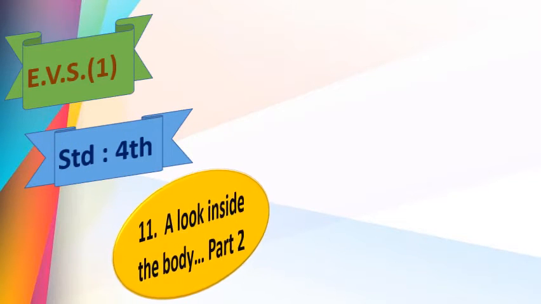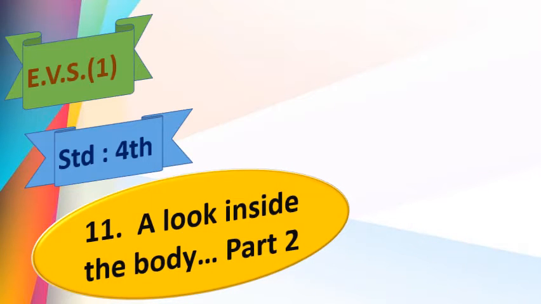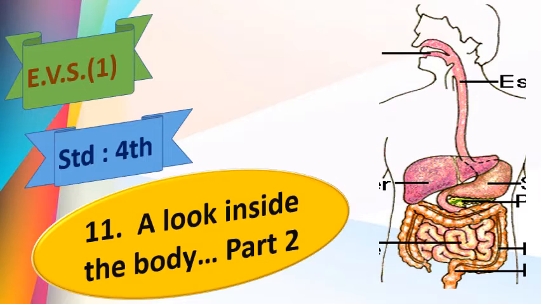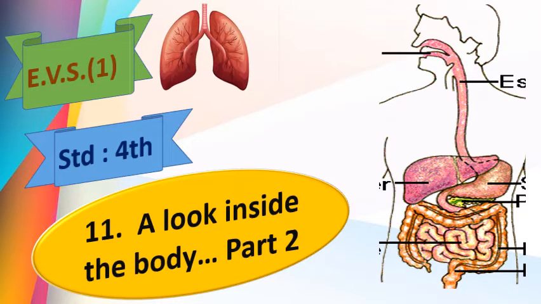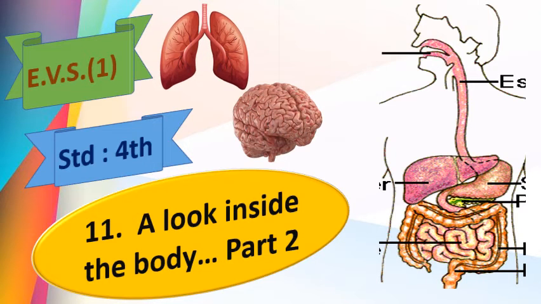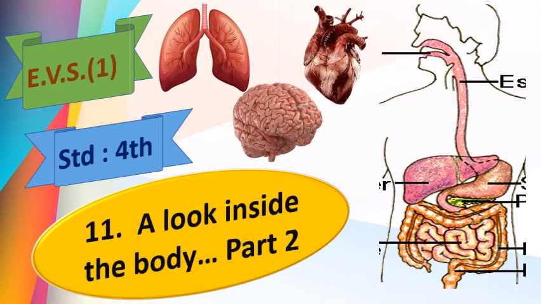Subject is Environmental Studies Part 1 of Standard 4th, and the name of the topic is A Look Inside the Body. This is Part 2. Okay, now we have already completed Part 1. In that we studied about the digestive system or the digestion process, isn't it? Now today we are going to learn about lungs, heart, brain, etc. Okay.